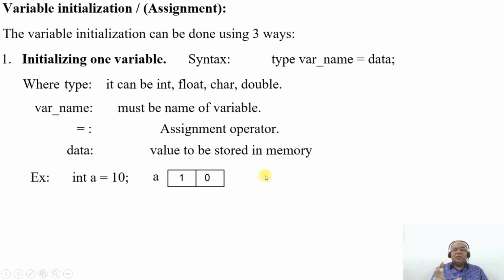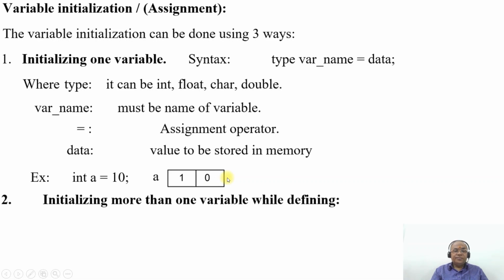So how will this memory location be allocated? An int is always 2 bytes. So a will have 1 and 0 here. So this is the 2 byte memory location.